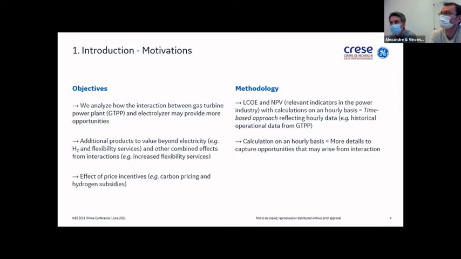And also this may be seen as a first step in a more general research project that will lead to a more extensive modeling approach. The originality of our approach comes from the fact that we have implemented the calculation on an hourly basis with hourly data, and this allows us to consider in more detail the opportunities that may arise from combining the two kinds of device. So that's the interest of our methodology.